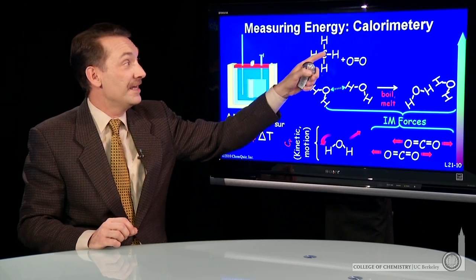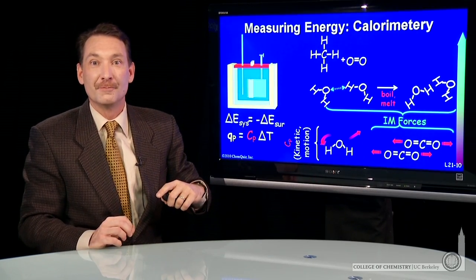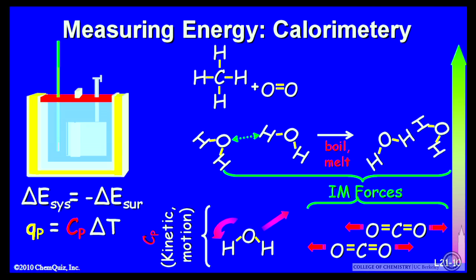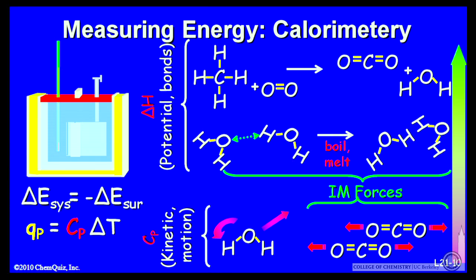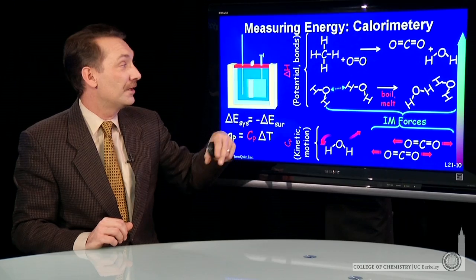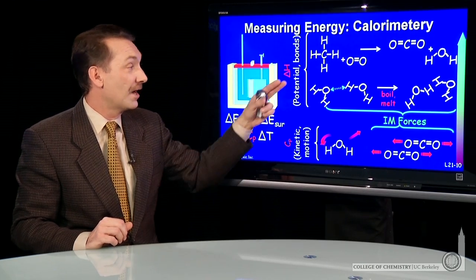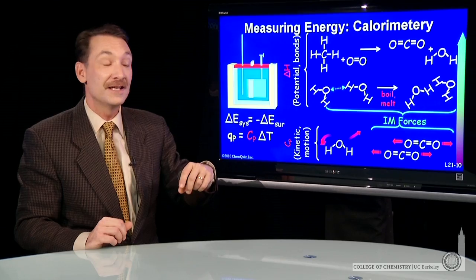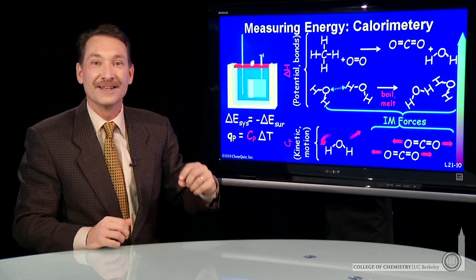Or I could have intramolecular bonds breaking or forming. Those intramolecular bond breaking and forming can also contribute to heat transfers in the system or the heat capacity of a system, and that would also be a potential energy contribution. Either way, whether I have these enthalpic or potential energy contributions, or kinetic contributions to heat capacity, I can measure them using calorimetry.